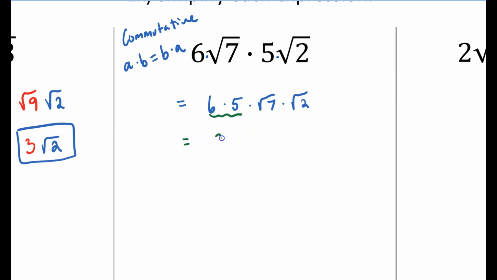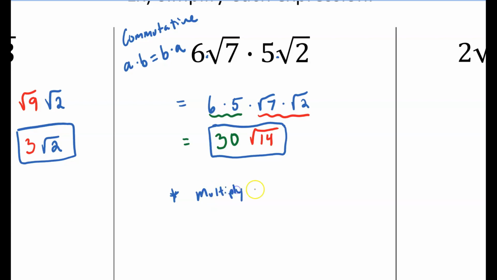6 times 5, that's what? 30. Not bad at all. And then this form right here, the square root of 7 times 2, that's 14. Now, can I simplify further? Well, the square root of 14 does not have a perfect square as a factor, right? 1 times 14, 2 times 7, that's about it. So we are done. Moral of the story here, if you're looking for a simplification, you can multiply whole numbers with whole numbers.